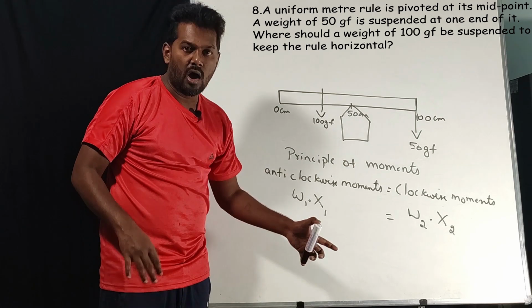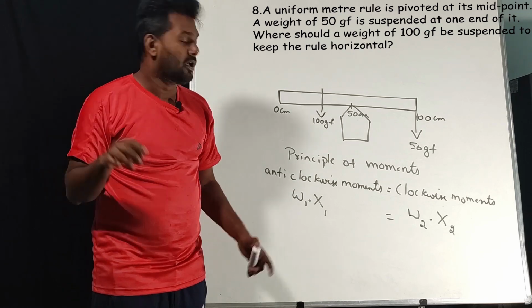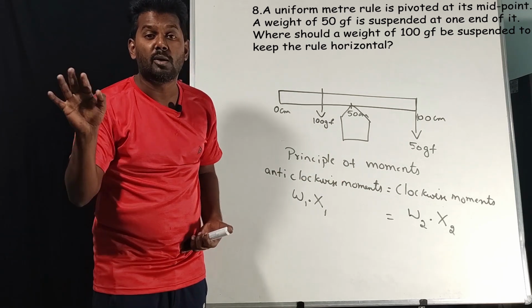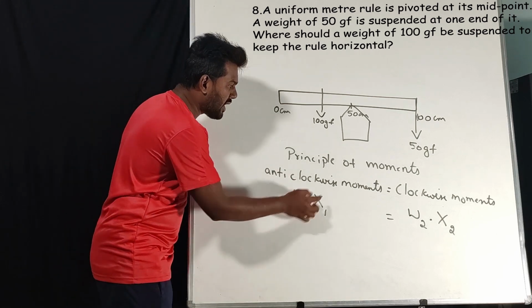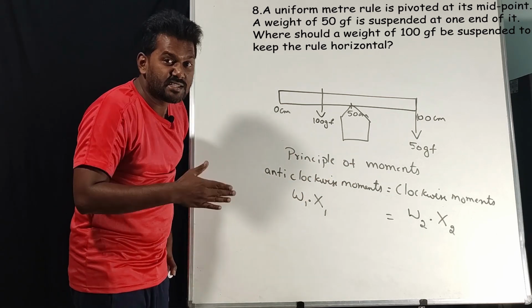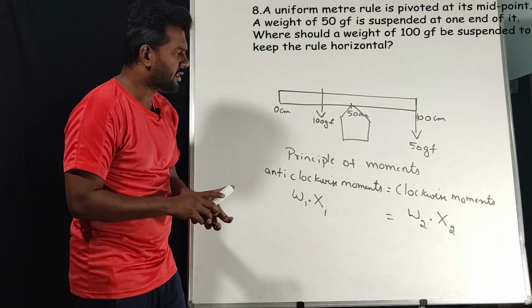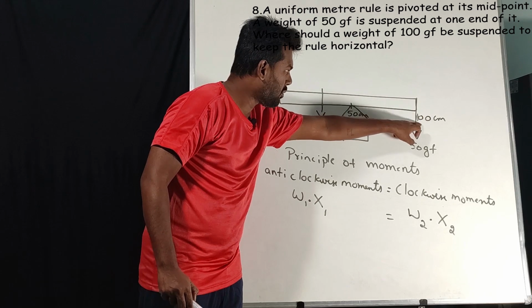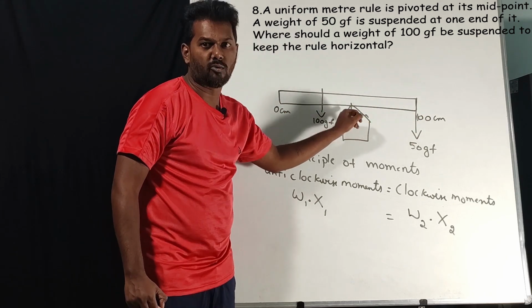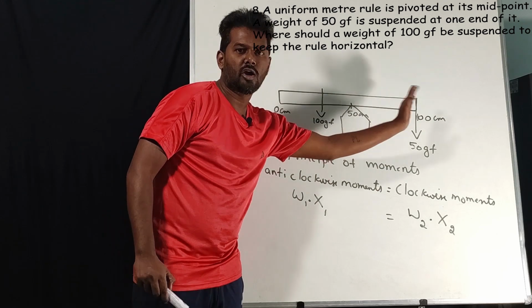x1 and x2 are the points where we are going to place the load. No, that is wrong. x1 and x2 are not the points where we are going to place the load. x1 and x2 represent the distance from the fulcrum or pivoted point. What do you mean by that? See, I am placing this load here, correct? So from this point to the pivoted point, what is the distance? That is the value of x2. Why x2? Because this is clockwise.